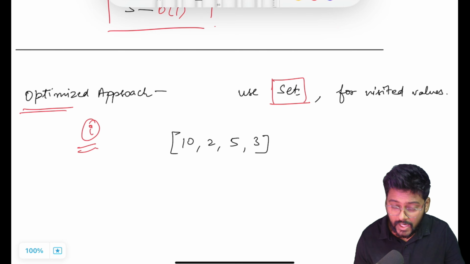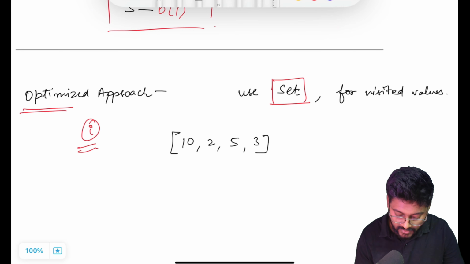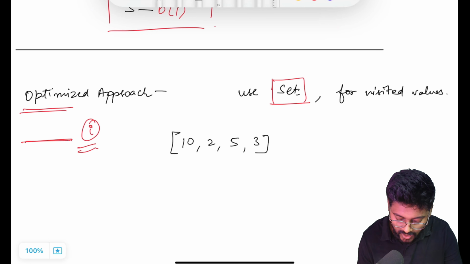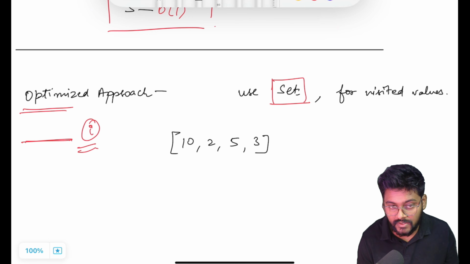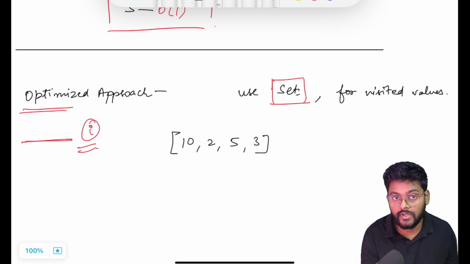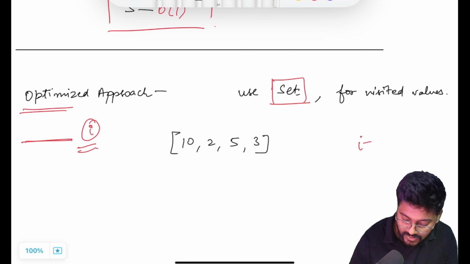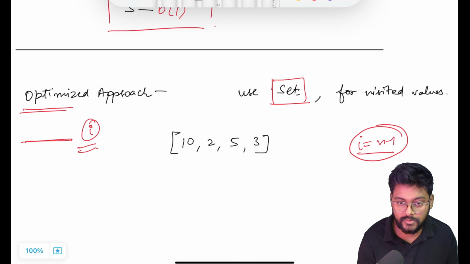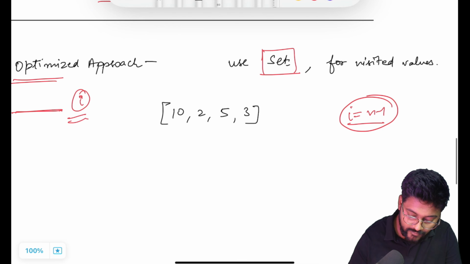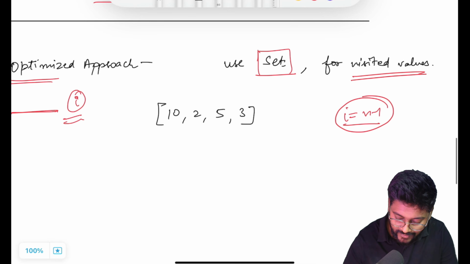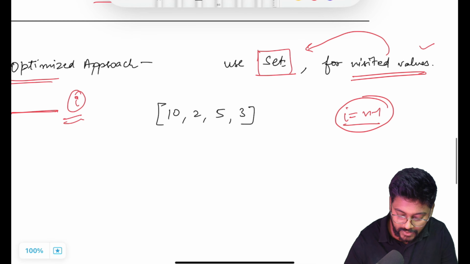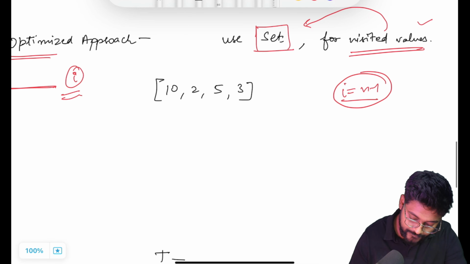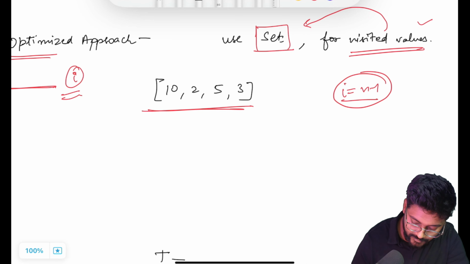So whenever I'm at the ith element, there is the possibility that the half of that element is already present in the previous part, or maybe the possibility that double of the element is already present. So when i is equal to n minus 1, we are definitely going to cover all the possibilities. So what we will do is, for all the visited values, I will keep track of them in the set data structure. Let's make a dry run on this example.